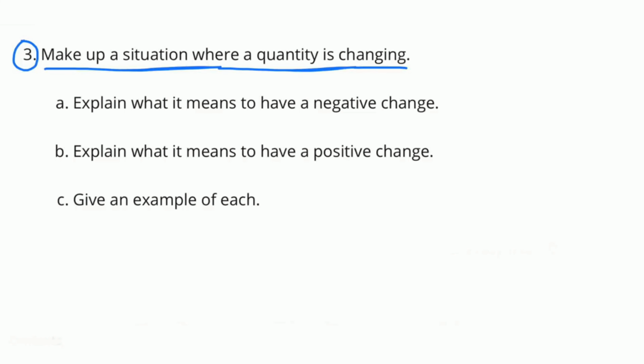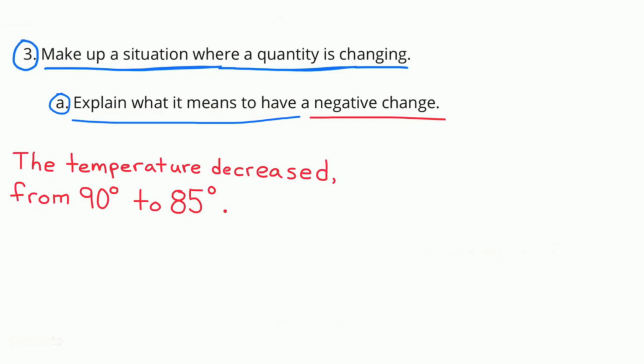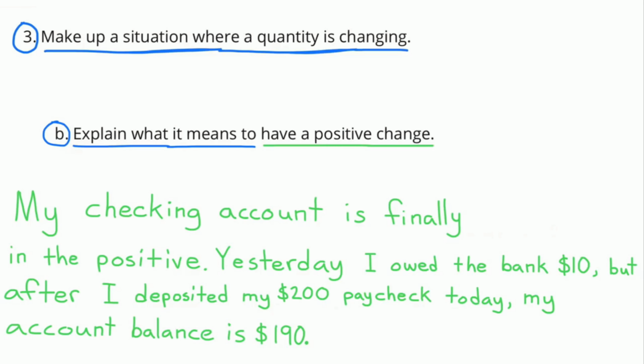Number 3. Make up a situation where a quantity is changing. A. Explain what it means to have a negative change. The temperature decreased from 90 degrees to 85 degrees. B. Explain what it means to have a positive change. My checking account is finally in the positive. Yesterday I owed the bank $10, but after I deposited my $200 paycheck today, my account balance is $190.